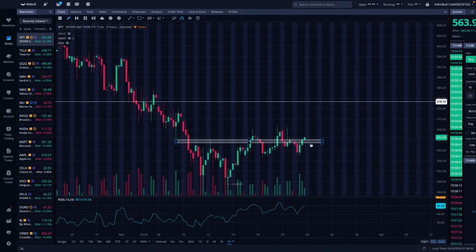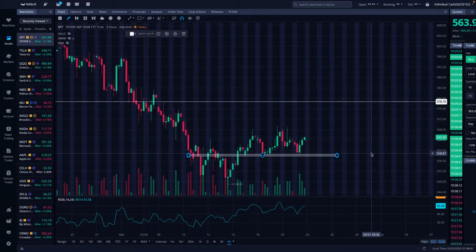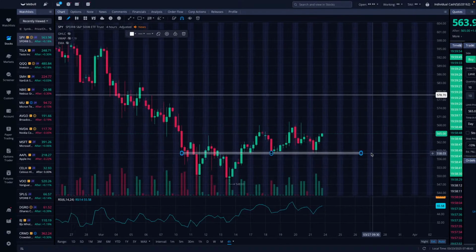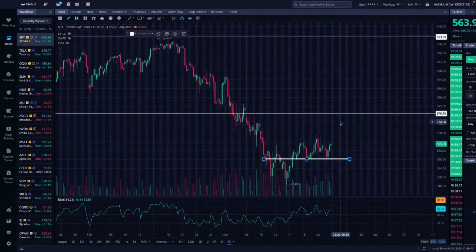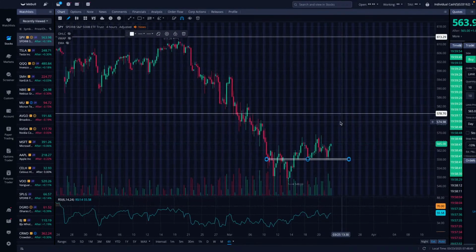Looking at here though, we are starting to establish some support at this level right here around $560 per share, around 560. We have to just consolidate, wait, are we going to break above 570? It's another one of those zones where we just have to wait and be patient.